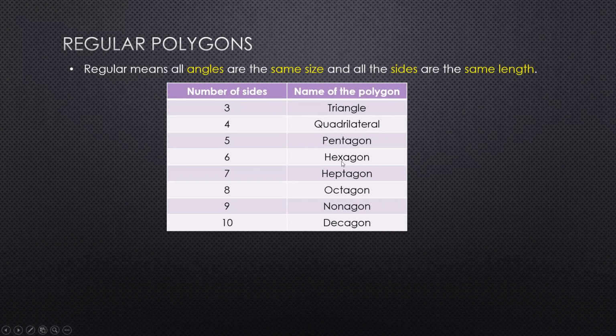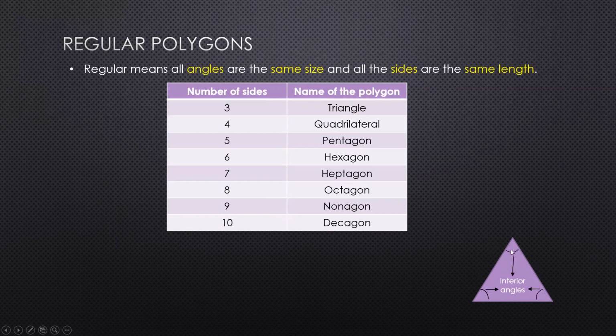Six is hexagon, and 7 will be heptagon, 8 will be octagon, 9 will be nonagon, and 10 sides we have decagon, right? So these are all the basic names that you need to remember. This question may ask you, if I have 9 sides, what is the name of that polygon? Then you need to give this as the answer, all right? So now let's see this equilateral triangle.